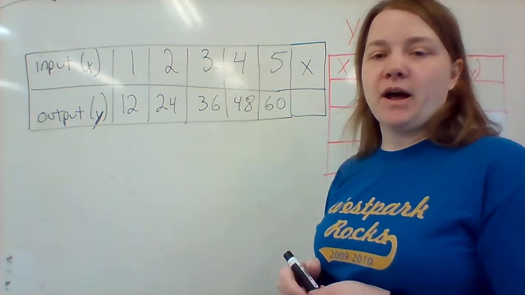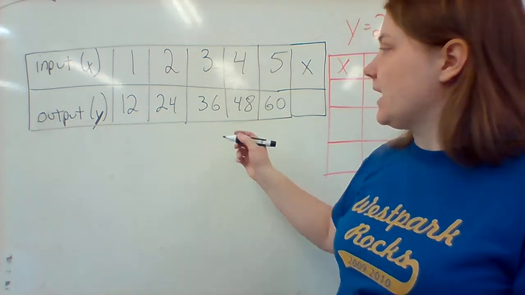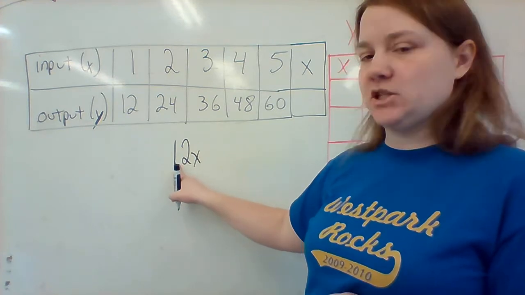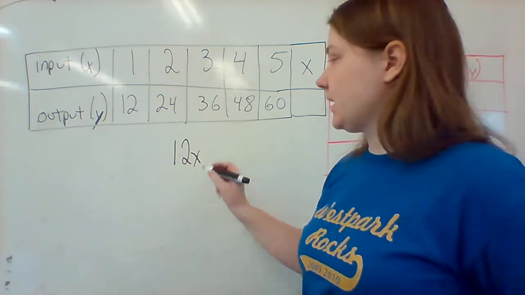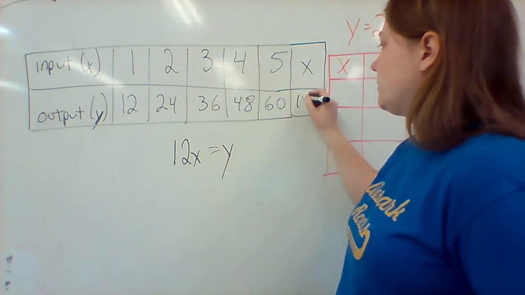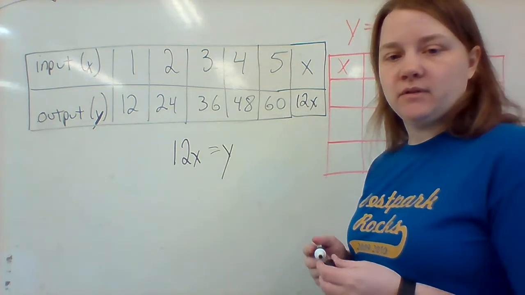So now we need to figure out how to write that. And you would write that by saying 12x, because that means 12 multiplied by x equals y. So for here, we would put 12x.